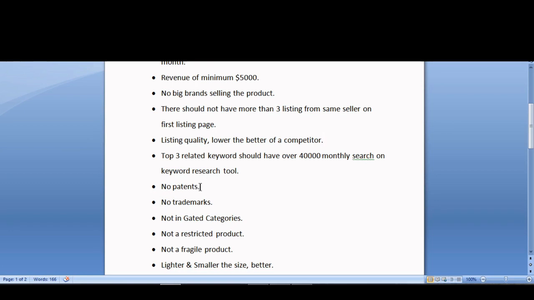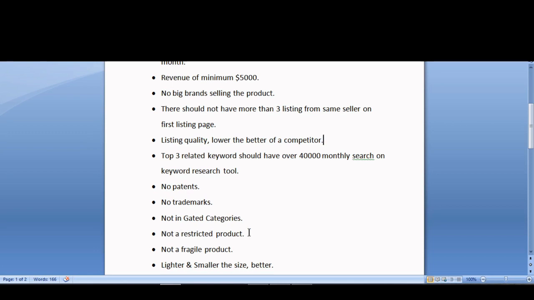Next, there should not be patents on a product. You can search it on googlepatents.com. And next, no trademarks. You can search trademarks on uspto.gov. Next will be gated categories. You can search this on Google by searching gated categories on Amazon. I will be covering all these topics in my next videos.